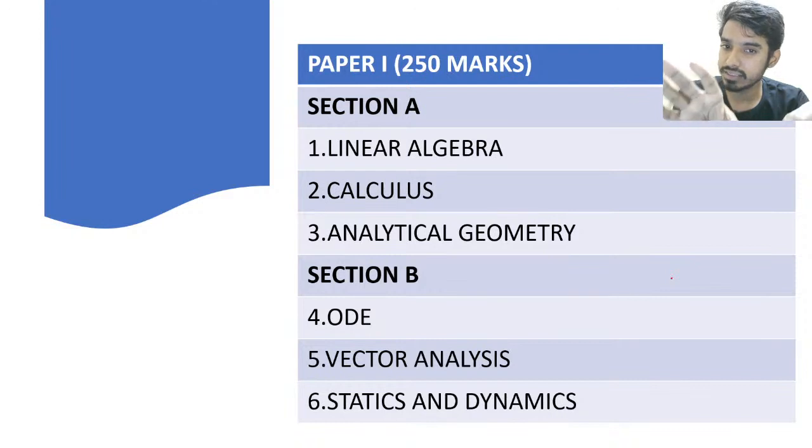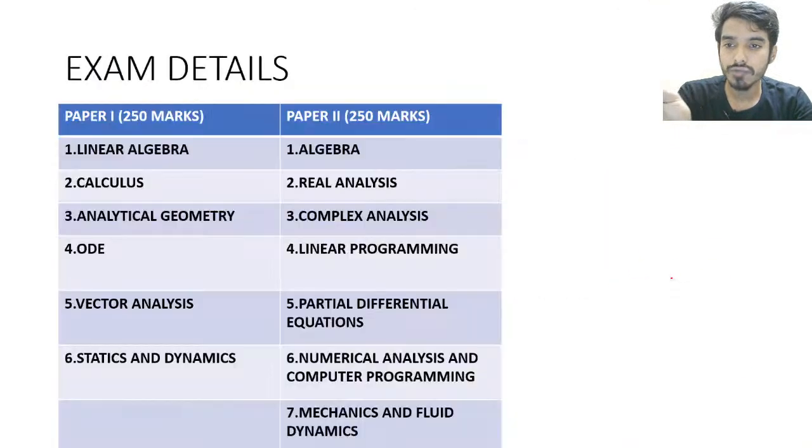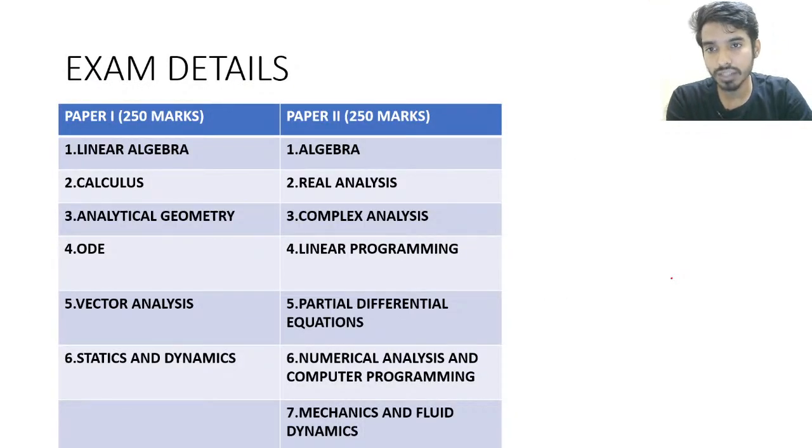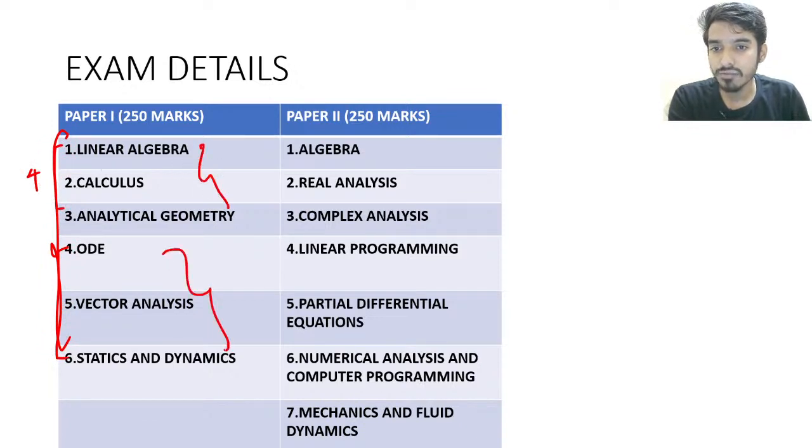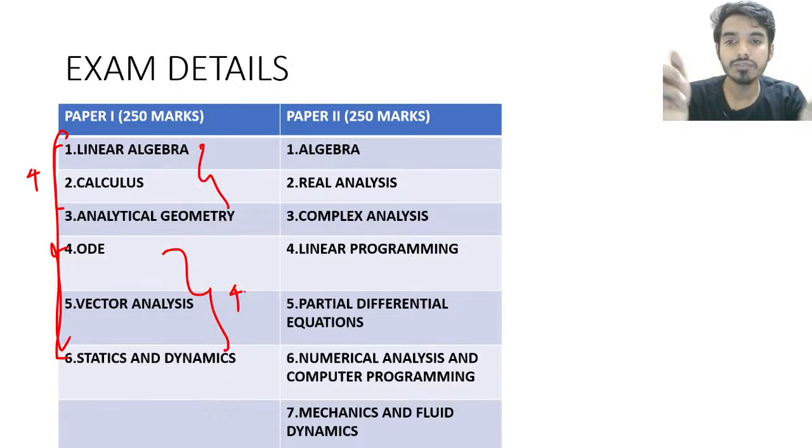Again, this is not the exact thing that was said by UPSC, but what we infer from the last 10 years is, out of these 6 chapters, and we are only focusing on paper 1 as of now, section A will have these 3 topics, and section B will have these 3 topics. That means we will have 4 questions from these 3 topics, and another 4 questions from these 3 topics, right? And first and fifth are compulsory.